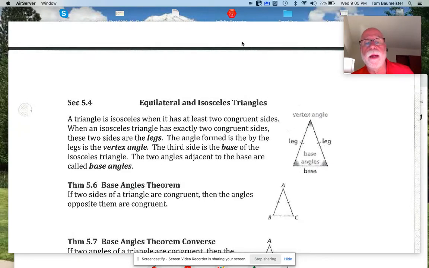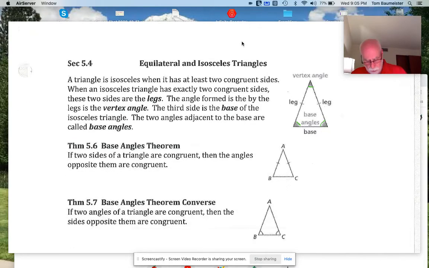Sorry, I've added a few words there. The third side is the base of the isosceles triangle. The two angles adjacent to the base are called base angles. So I did give you that picture right there. Okay. So our vertex angle is this one right here. And then these two here are our base angles, and they're pretty important. And again, the legs are opposite, and the base is always opposite the vertex angle.